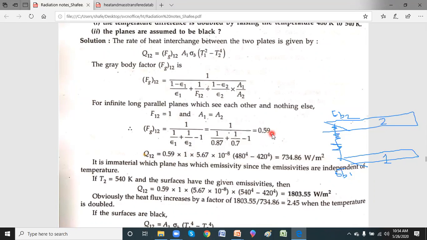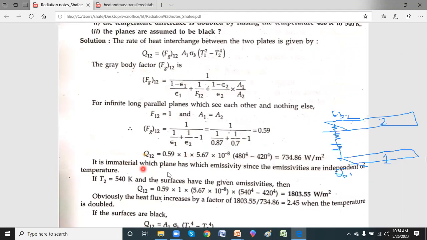It is FG12 into A1, the area, nothing is given so assumed as 1 meter square, into sigma B into (EB1 minus EB2), that is sigma B into (T1 power 4 minus T2 power 4). So sigma B I have taken as 5.67 times 10 power minus 8, 480 power 4, always keep this as absolute temperature, then 420 power 4, that is the other plate's temperature. So what is the radiation heat transfer now? It is 734.86 watts per meter square. Why watts per meter square? Because I assumed the area as 1 meter square, right?